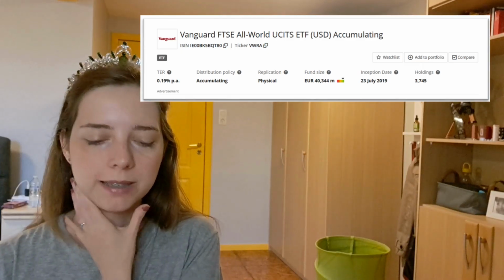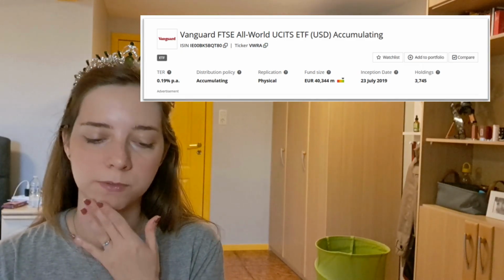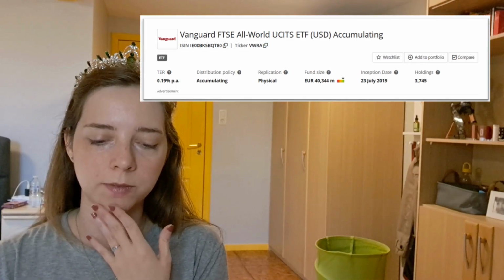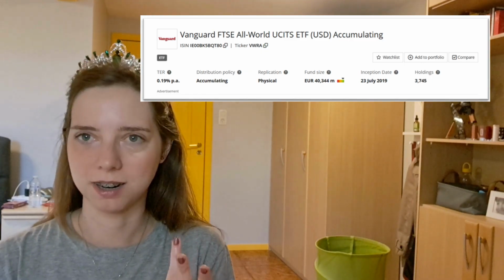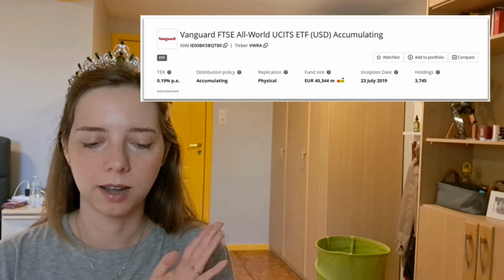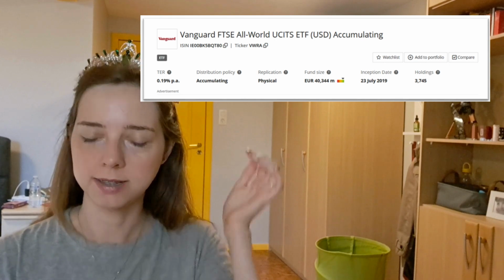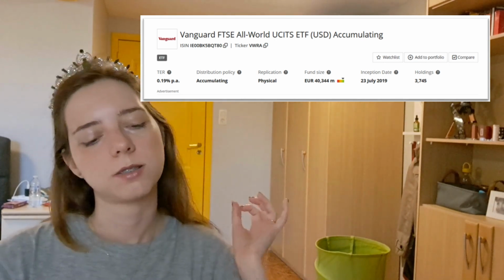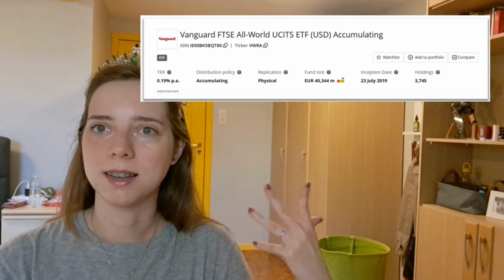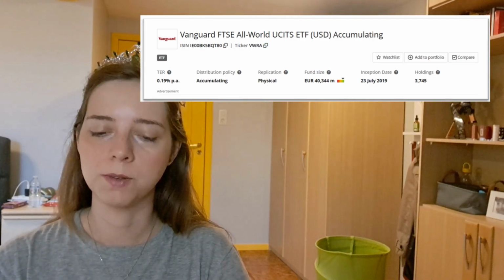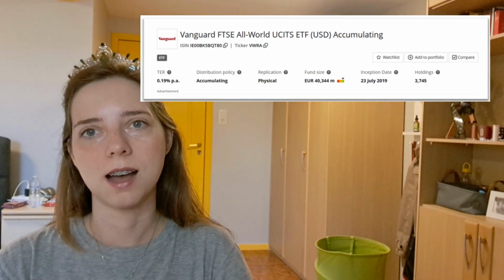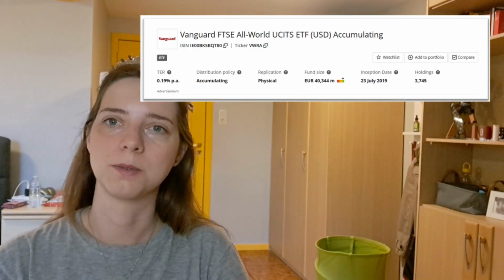For a gold ETF, it makes sense that it's having a lot of money in it. Then next to it, we have the inception date, which is just the starting date of the ETF, which was in 2019, which is quite a long time ago. So that is nice that the ETF is still existing. And then we have the holdings, which is the number of companies within the ETF. Okay, that was it for section 1.